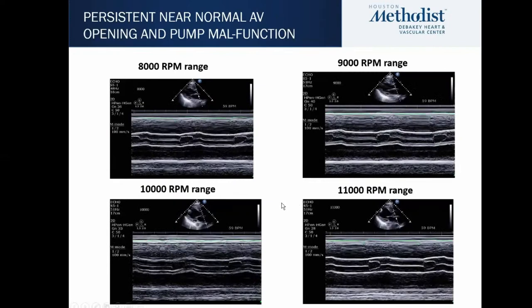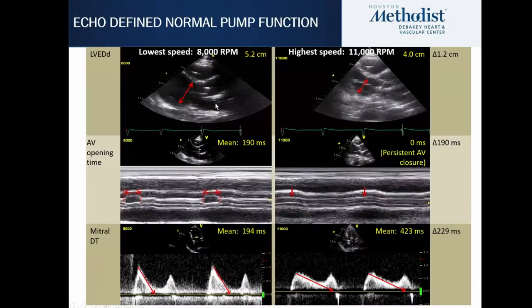This is an example of somebody with pump malfunction. As the pump increased from 8,000 to 11,000, you can see that the aortic valve continues to open, as can be seen in this M mode. And this is somebody who has normal pump function, where, compared to the lowest and the highest speed, you can see the deceleration time increase from 194 to 423. And the aortic valve actually closes with higher speed.